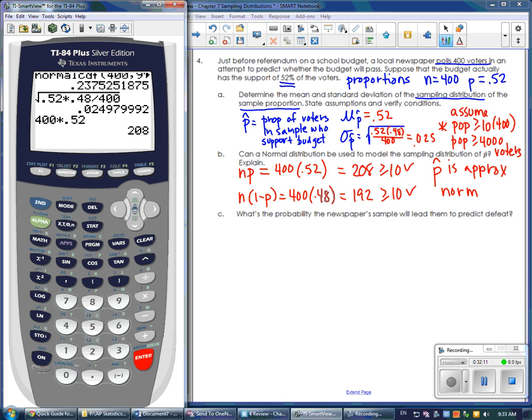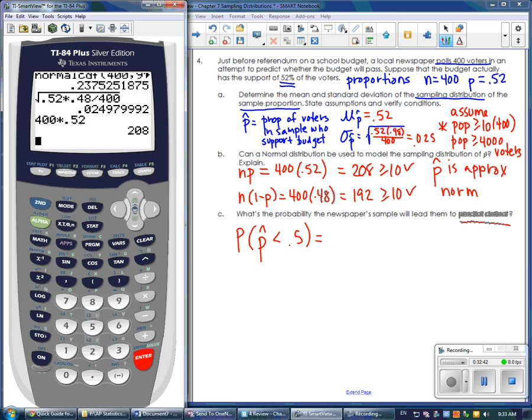And then in part C, now it's asking for the probability that the newspaper sample will lead them to predict defeat. So it's not giving you a sample value to compare to. But if you think about what it takes to win or lose, you need at least 50% of the vote. So to predict defeat, the sample value would be less than 0.5. So we're looking at the probability of a sample proportion that is less than 0.5.